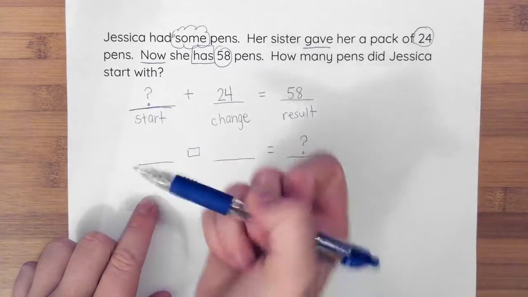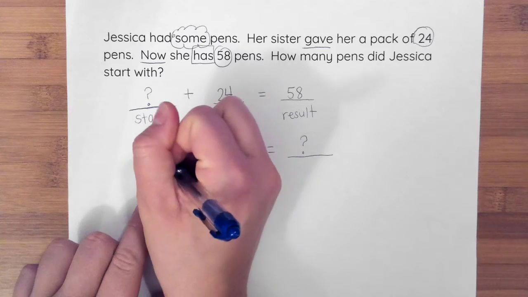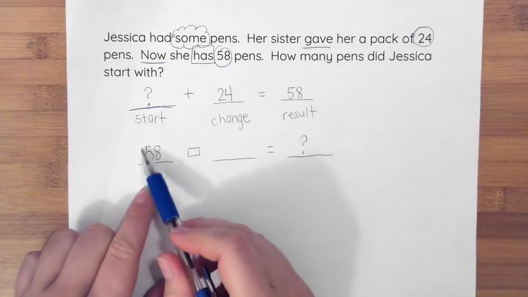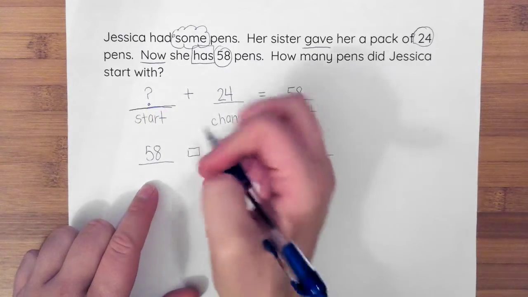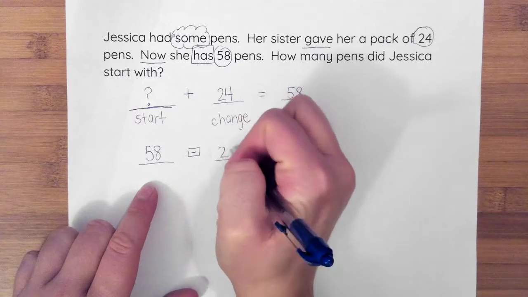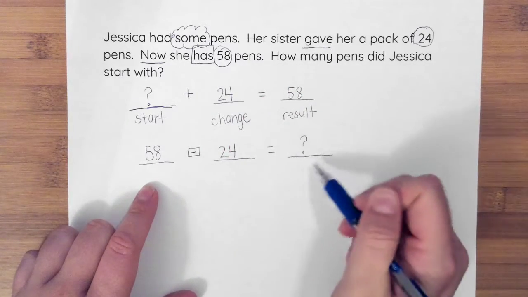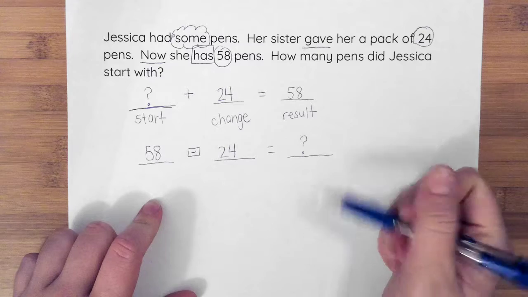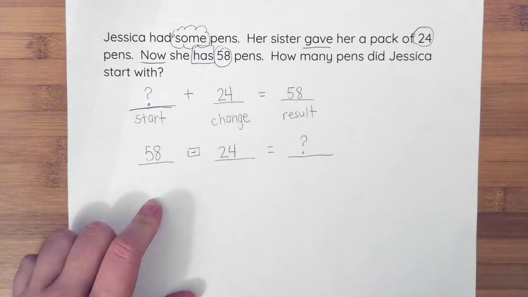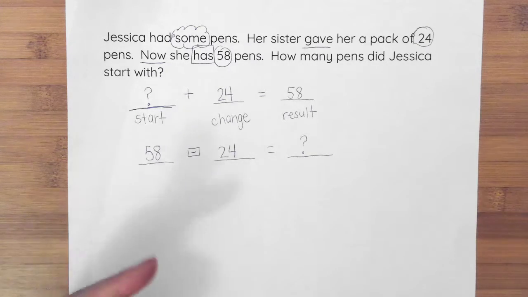So I'm going to take my result and put it here at the start, that I know she has 58, and I need to actually take away 24 to figure out how many she had to begin with after her sister gave her 24. So in order to figure this out, remember you have those 4 strategies you can use: decomposing, part whole, number line, or drawing a picture. So I like drawing the picture, so I'm going to do that one to figure that out.